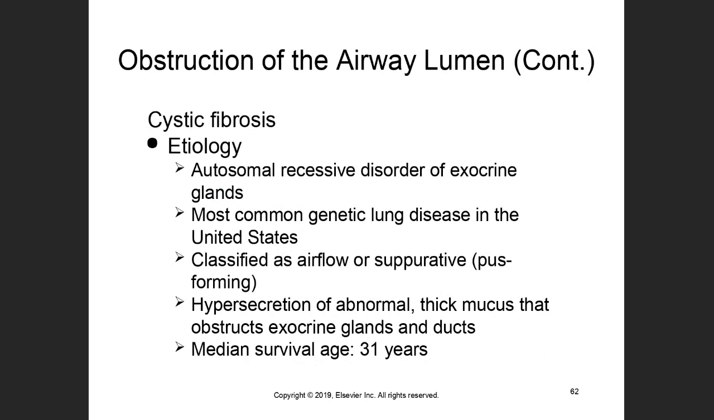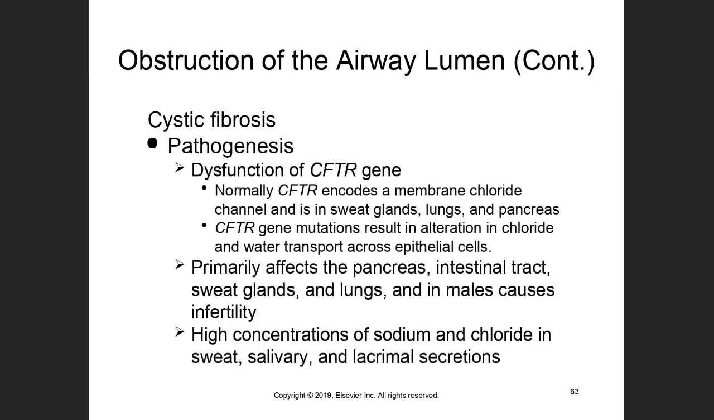Now we have cystic fibrosis. Remember that cystic fibrosis is a genetic condition. Okay? It's an autosomal recessive disorder of the exocrine glands. Okay? And it's a problem in the chloride channel. The main problem in cystic fibrosis is in the chloride channels. It's a channelopathy. Okay, the pathogenesis is the dysfunction of the CFTR gene.